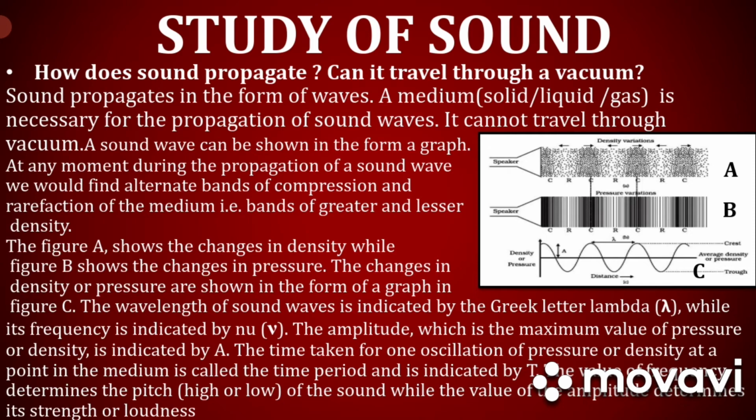The time taken for one oscillation of pressure or density at a point in the medium is called the time period and is indicated by capital T. The value of frequency determines the pitch, that is high or low, of the sound, while the value of the amplitude determines its strength or loudness.